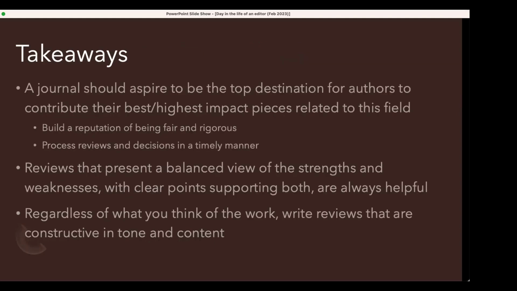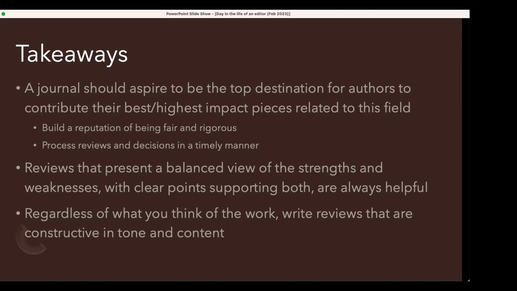Okay, so I'm going to just conclude and would love to hear some thoughts or some perspectives from others here. But, at the end of the day, I see, again, we have a huge opportunity both in radiology AI, but any journal that you're part of, really, where a journal should aspire to be the top destination for authors to contribute their best and highest impact pieces related to the field.